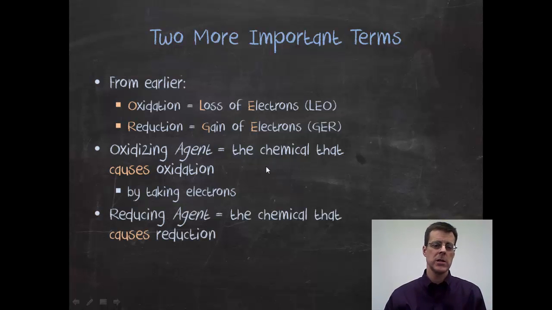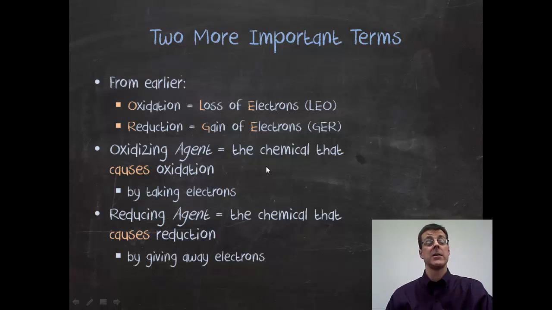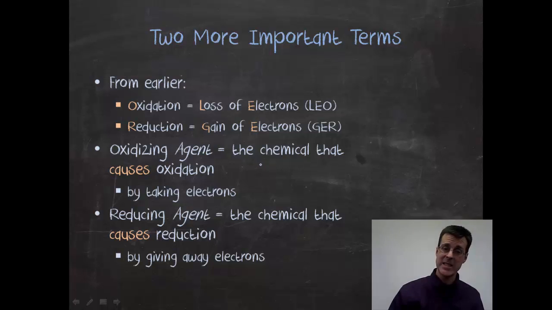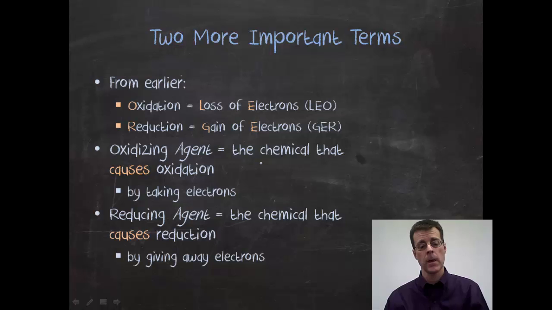Likewise, the reducing agent causes reduction. It causes the gain of electrons. Well, it does that by giving away electrons. Anything that gives away electrons, it itself has been oxidized. So you have a reducing agent getting oxidized, and you have an oxidizing agent being reduced. But it all comes down to the fact that it's causing the other thing to happen. Once you get used to it, it's actually not that hard, but it does seem a little strange at the beginning.